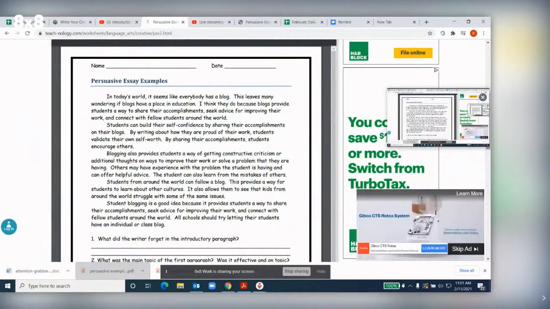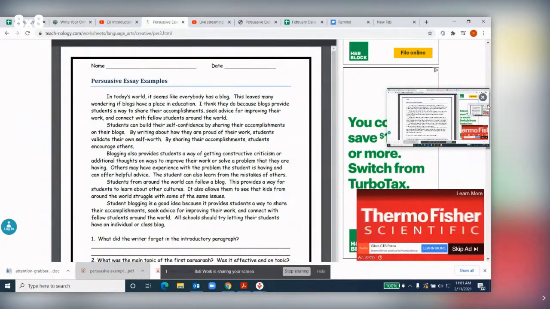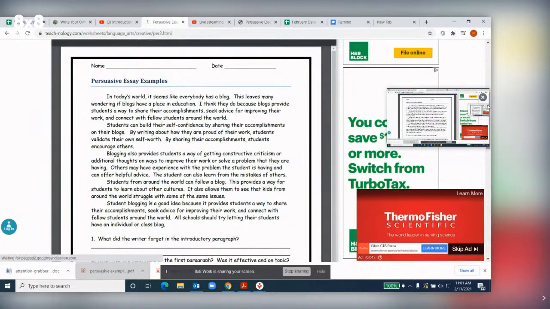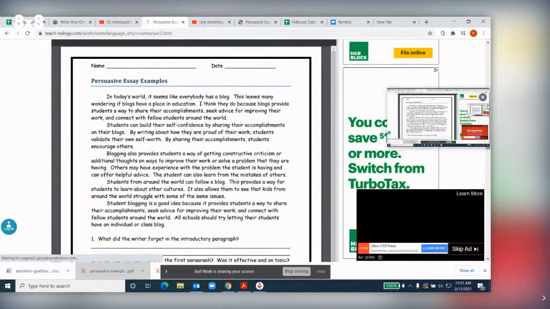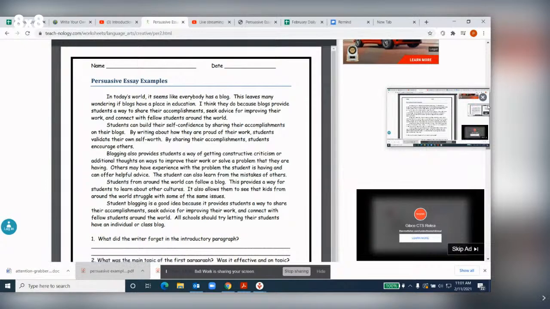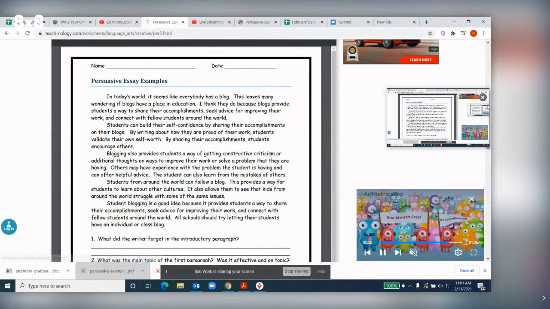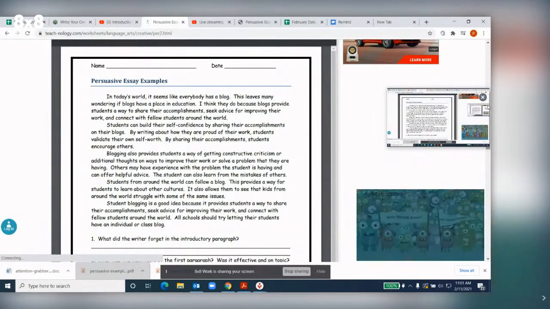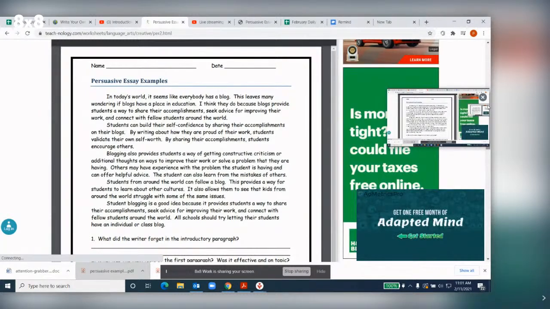Okay. Second paragraph. Students can build their self-confidence by sharing their accomplishments on their blogs. By writing about how they are proud of their work, students validate their own self-worth. By sharing their accomplishments, students encourage others. Next paragraph. Blogging also provides students a way of getting constructive criticism or additional thoughts on a way to improve their work or solve a problem that they are having. Other students have experience with the problem the student is having and can offer advice. The students can also learn from mistakes of others.